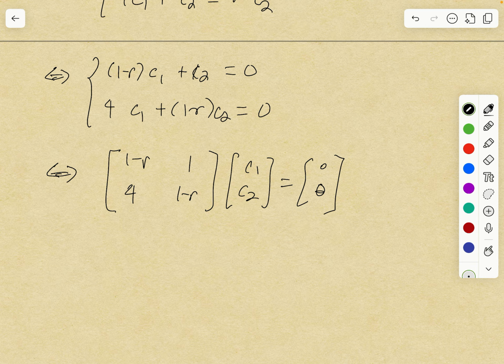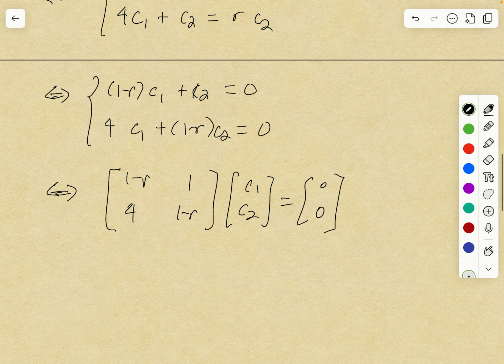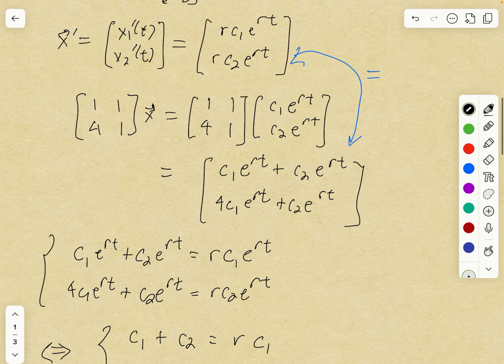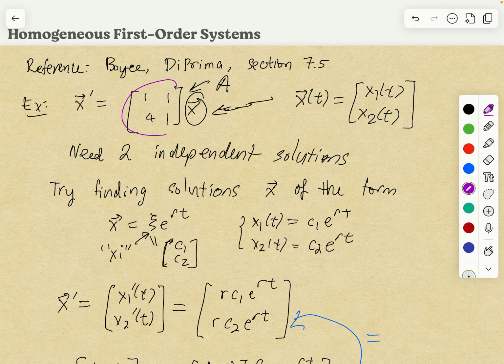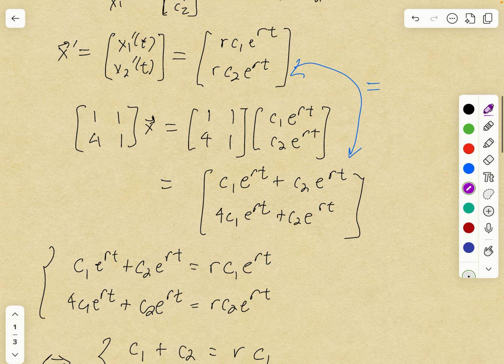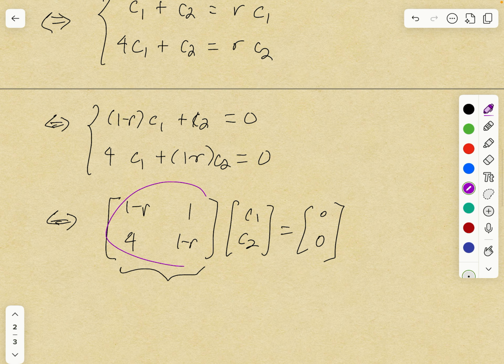Does this look familiar? I hope it does from your linear algebra class. So let's think about what this matrix is. Remember that our original matrix was A, which is this, right? Now what we ended up getting is this. That is the matrix A minus rI. This is exactly the sort of thing that you get when you're finding eigenvalues and eigenvectors.